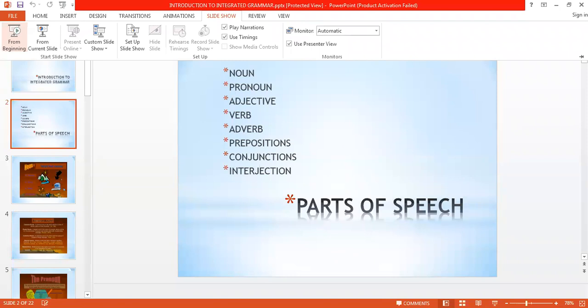Next comes adjectives of number. These are closely related. Adjectives of quantity and adjectives of number are closely related. You can see here adjectives of number tell directly the number about the noun. It describes the noun with the number.